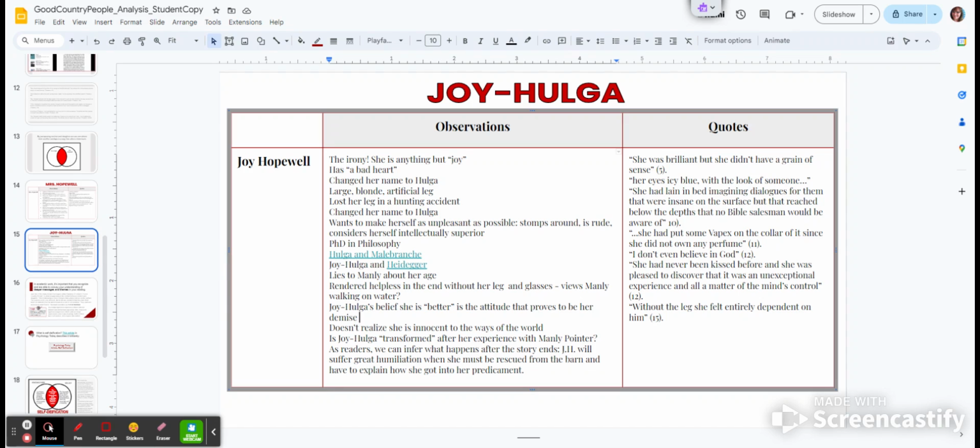Joy Helga definitely believes she's better than others, and she doesn't realize how innocent to the ways of the world she really is, which ends up being very obvious when she deals with Manly Pointer. So as readers, we're going to infer what happens after the story ends. Will Joy Helga suffer great humiliation? She has to be rescued at some point. How is she going to explain how she got into this predicament? All things to note while we're reading.